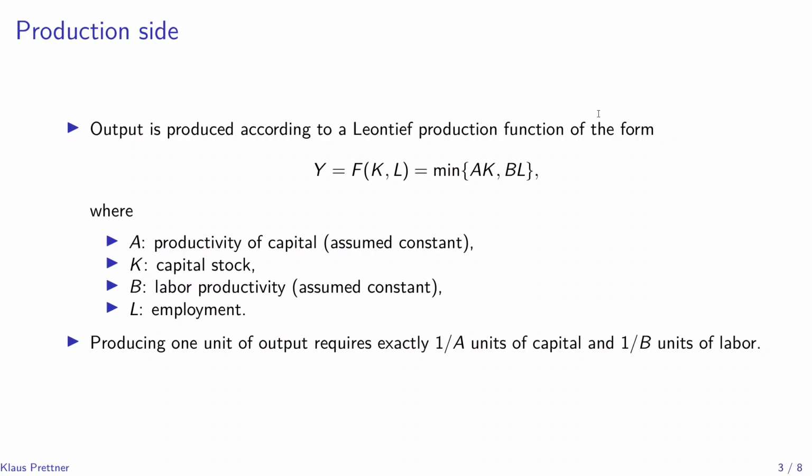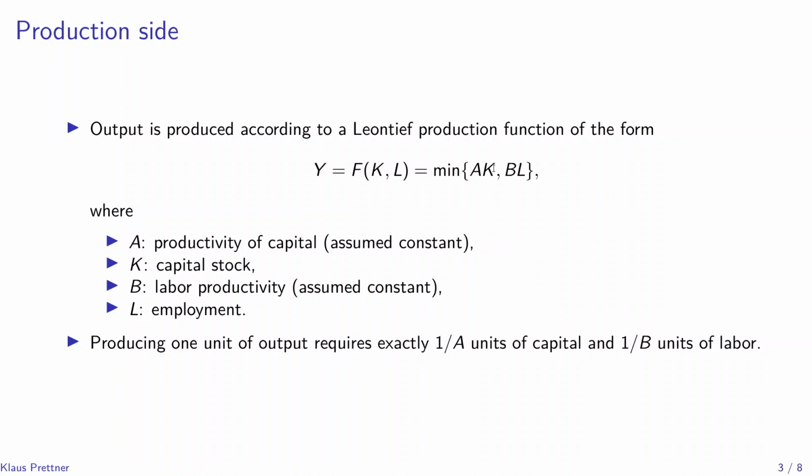I think the most important point to start with is the production side of the economy that is basically characterized by a Leontief production function that has the form that output, which is also equal to income in the economy, is a function of physical capital used in the production process and employment, denoted by L. And the Leontief production function states that output is then the minimum of effective capital input and effective labor input. So the two production factors, capital and labor, are perfect complements.